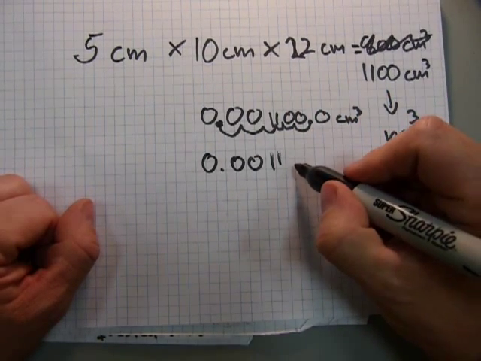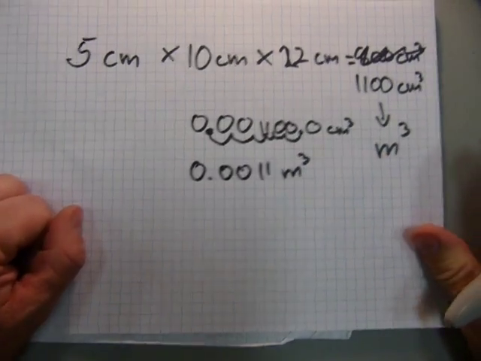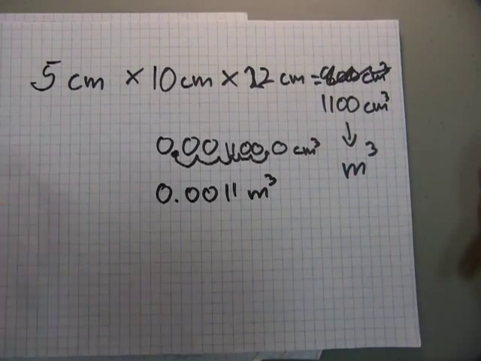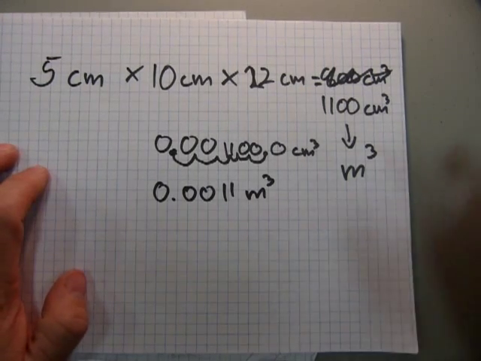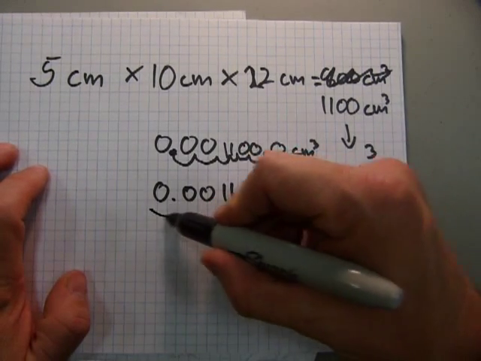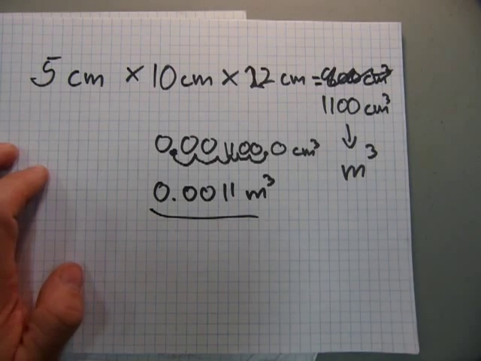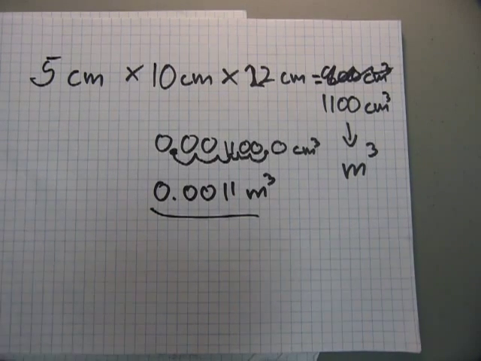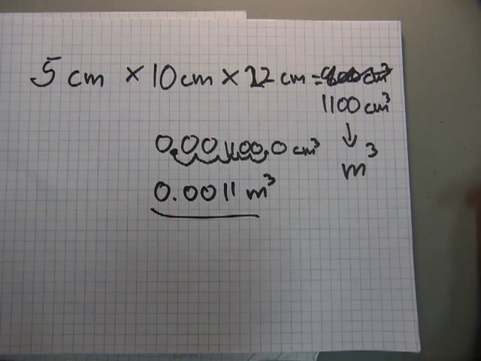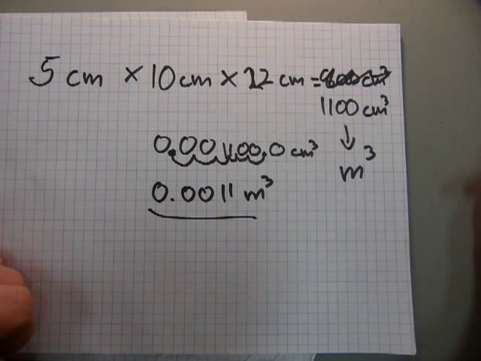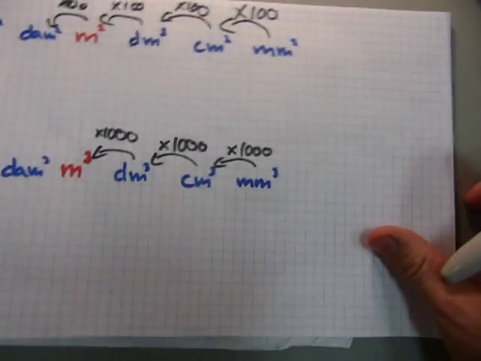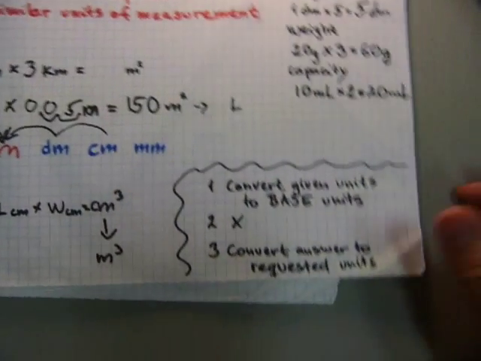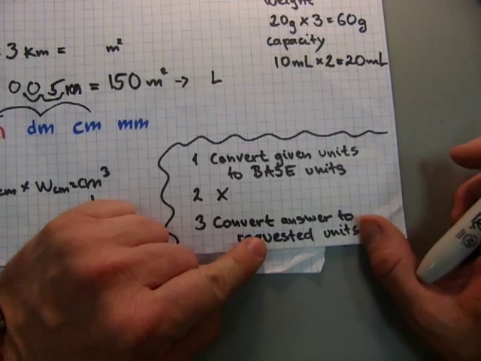And so that's the answer, 0.0011 cubic meters. There, the volume of this Kleenex box, imaginary bathtub, is that number, 0.0011 cubic meters, or 11/10,000th of a cubic meter. So that's how to work with the final answer.